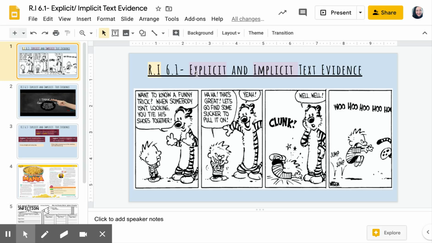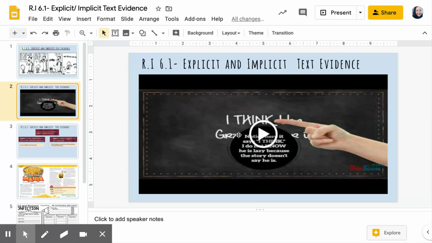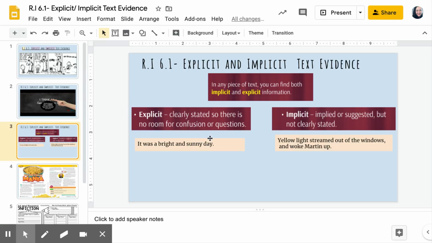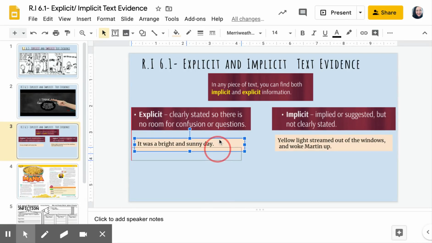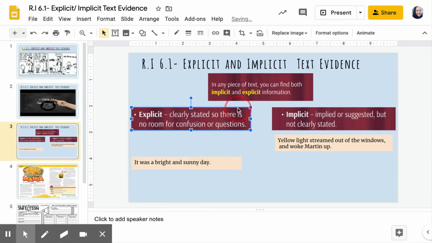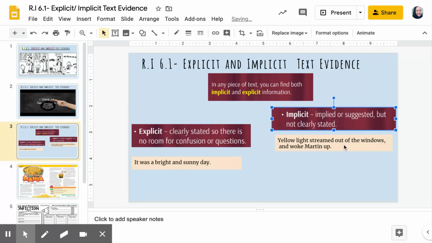Okay, so today we're going to be talking about explicit and implicit evidence. We're going to be focusing on RI, which means Reading Informational Standard 6.1. So the first thing I need you to do is watch this video. You could just click right here and it'll play. Now I also put here, because different learners need different things, some examples about explicit and implicit text evidence.